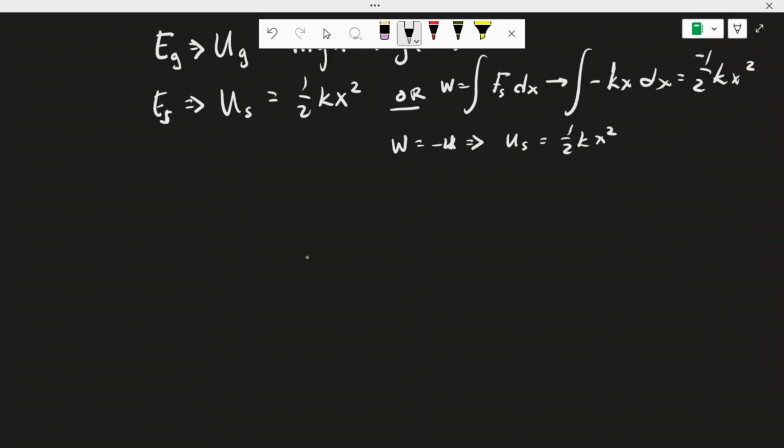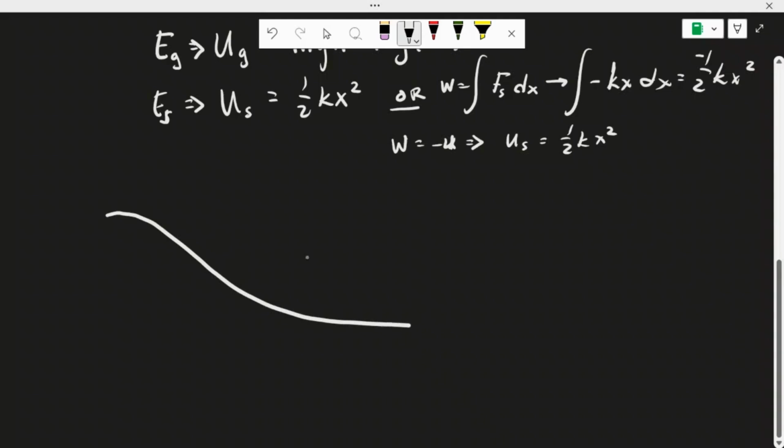Now, how do we use this? Well, if we've got something going from up a hill to down a hill, notice that this is not perfectly flat, so using forces is kind of out.